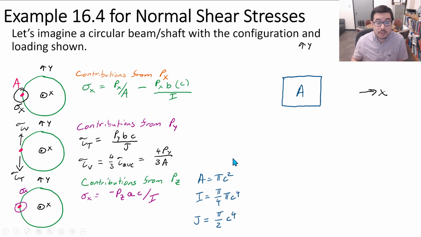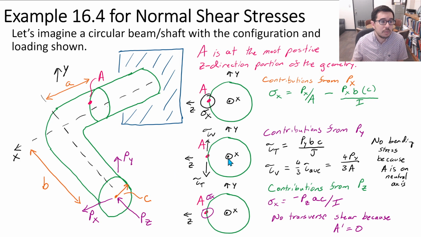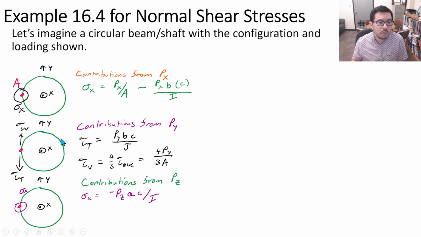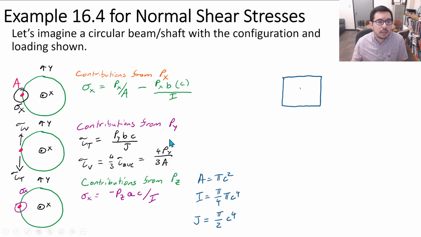Which direction was X? X was coming out this direction, and Y is going up. So here we're saying X is coming this direction, right? X is coming out of this here, and now we're saying it's going to the right. And we have this direction, Y, positive.